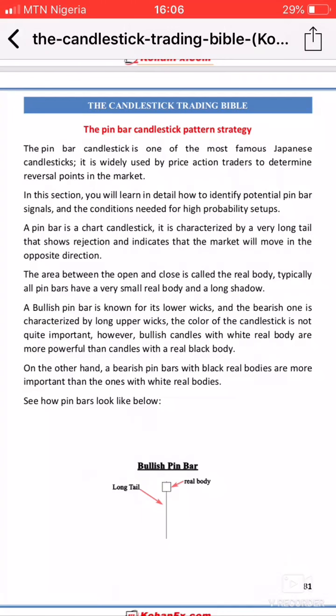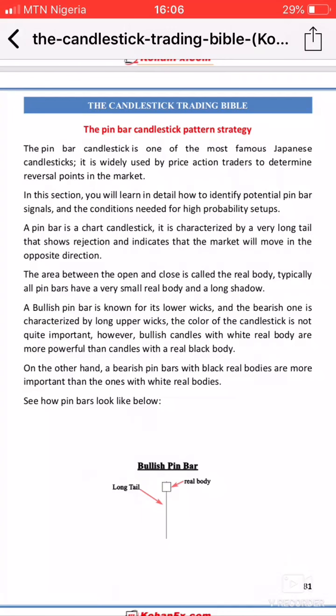A pin bar is a chart candlestick characterized by a very long tail that shows rejection and indicates that the market will move in the opposite direction. The area between the open and close is called the real body. Typically, all pin bars have a very small real body and a long shadow. A bullish pin bar is known for its long lower wicks, and the bearish one is characterized by long upper wicks.